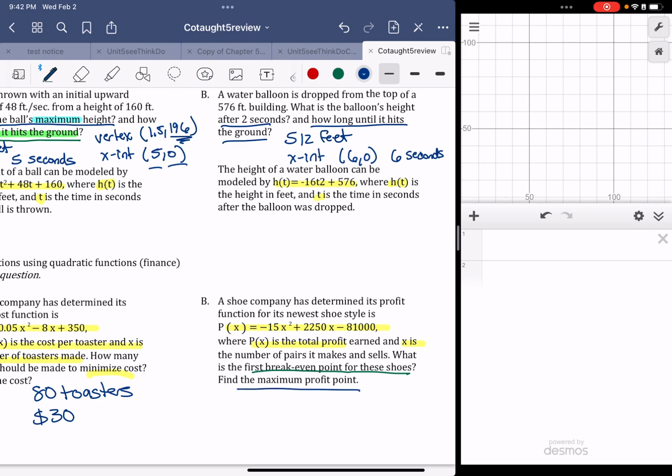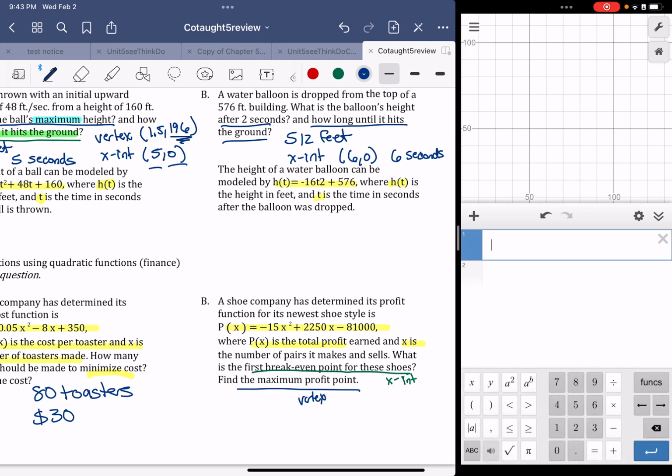So break-even point, that was a clue word for x-intercept, because break-even point means you're making $0. So if your profit is 0, that means your y is 0, so that's an x-intercept. And then our maximum profit, that's going to be our vertex. So we're going to look for both of those points on this equation.